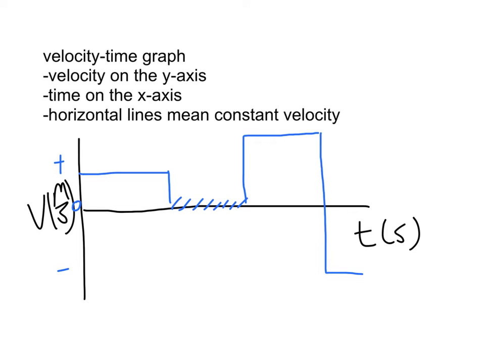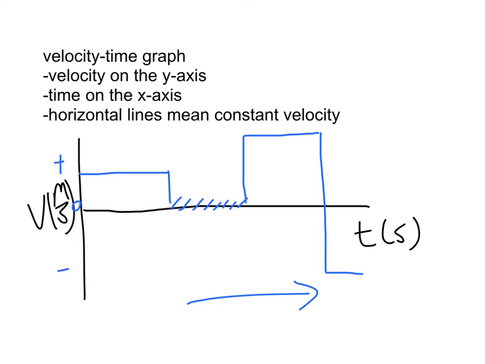One thing to realize on the velocity time graphs is you will never go backwards. Time can't go backwards, can't go negative. So your velocity time graphs will always go to the right.